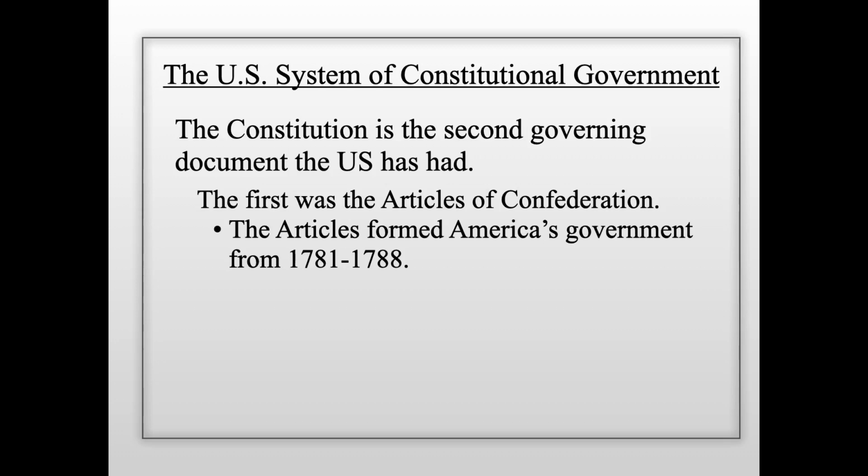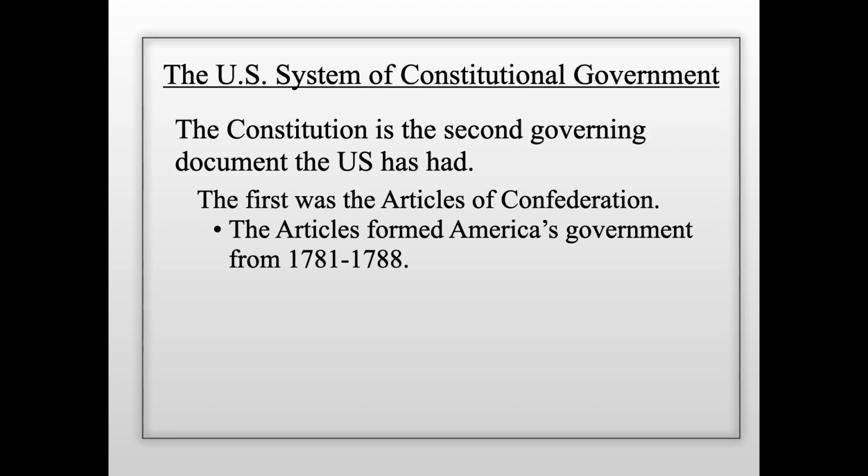The second problem had to do with Congress. Congress did not have the power to tax. State legislatures, state governments could tax their citizens, but the national Congress could not tax its citizens. It could ask for voluntary donations, but it could not require them. And so that really didn't work.